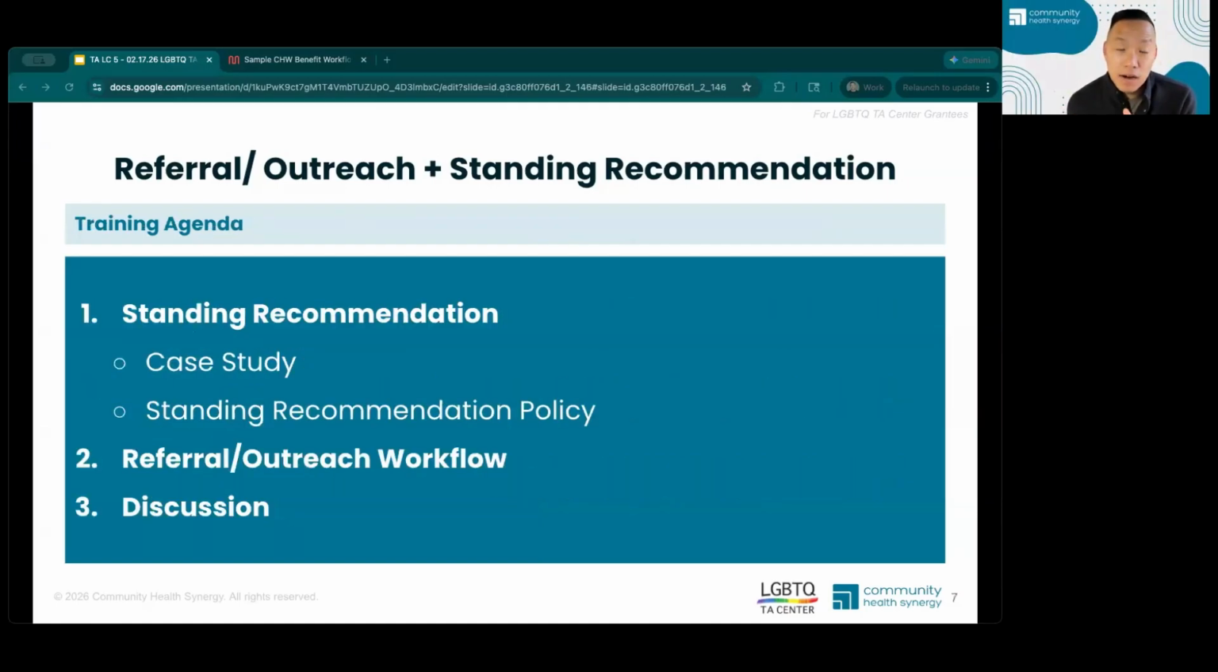So this is the flow of the conversation that we'll have. First, we'll go over the standing recommendation policy. We actually have a case study example that's tailored for this group. And then we'll go through the referral and outreach workflow, and we can have a discussion continuously throughout the webinar. So just unmute, raise your hand, or drop a note in the chat box at any time. Just interrupt me whenever you would like to share something.